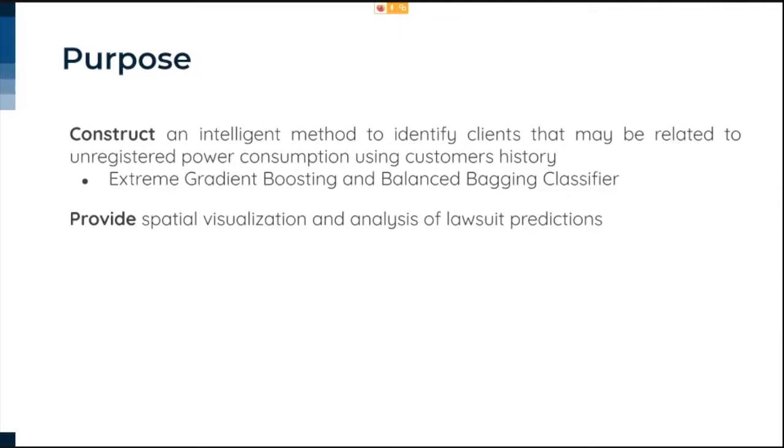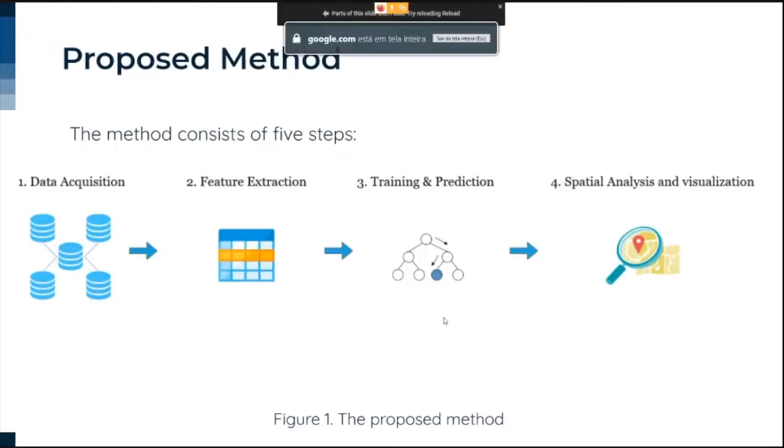So in this work, we explored two classifiers, the extreme gradient boosting and balanced bagging classifier. We also want to provide a tool for spatial visualization and analysis of lawsuit predictions. So the proposed method consists of 5 steps. The first step is the data acquisition. Then we have feature extraction, followed by training and prediction, and finally, spatial analysis and visualization.